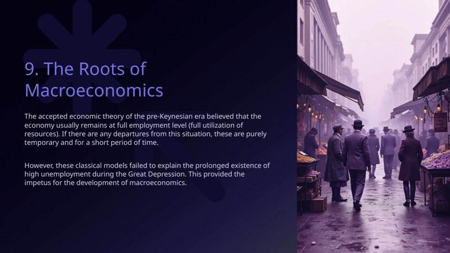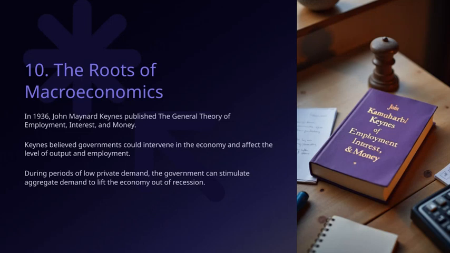It helped us understand that economies can be stuck in prolonged periods of unemployment, and that sometimes active policy measures are needed to help get things back on track. During periods of low private demand, the government has the ability to stimulate aggregate demand, which can help lift the economy out of a recession. This idea is rooted in the belief that government intervention can play a crucial role in stabilizing economic activity. Keynes believed that governments could actively intervene in the economy and influence the level of both output and employment. This was a significant shift from previous ideas that markets always self-corrected quickly.